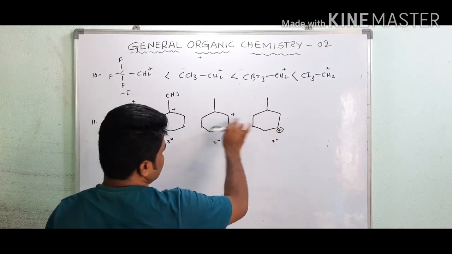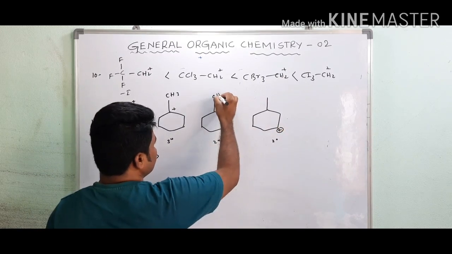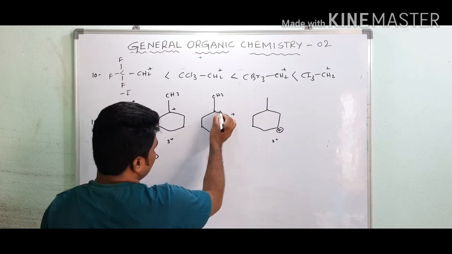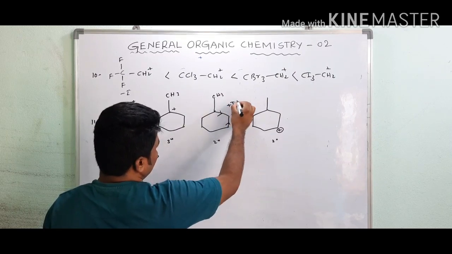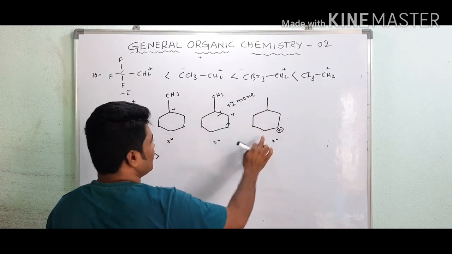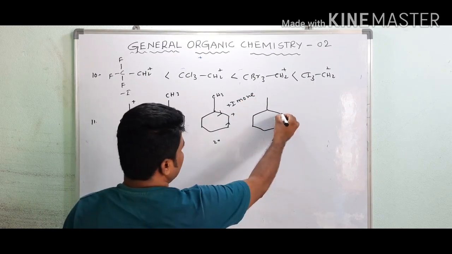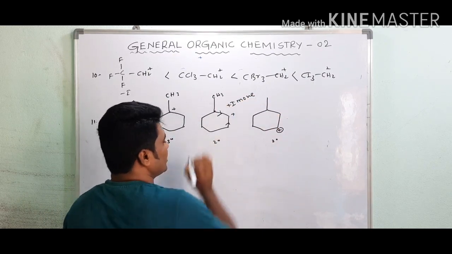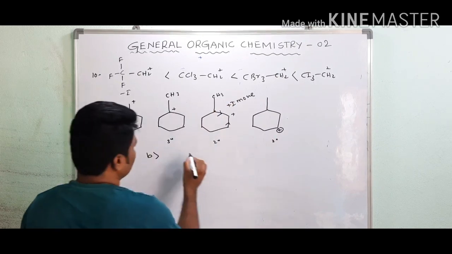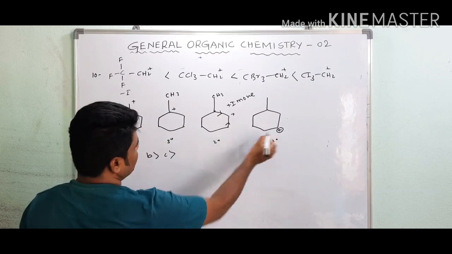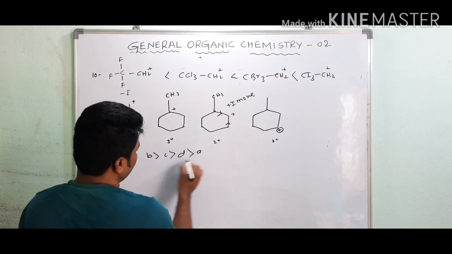Consider both are secondary, but see, this has a secondary carbon atom there. Here direct inductive effect, more direct inductive effect. Here plus I is more. So if we compare these two, here this is the primary, but here a secondary carbon atom is there. So this is more stable than this one. Then C will come. Then after that D, then A.